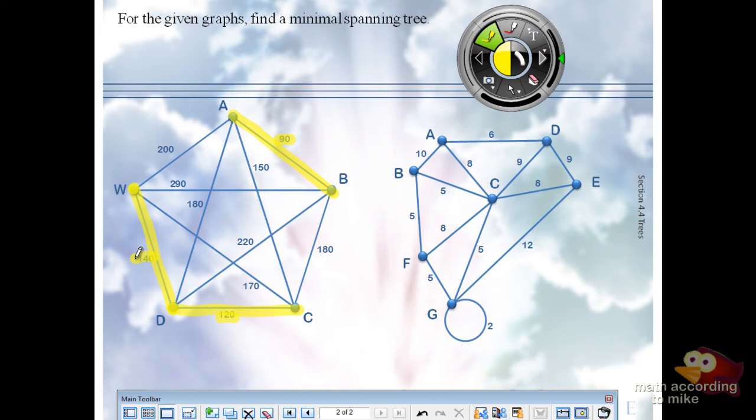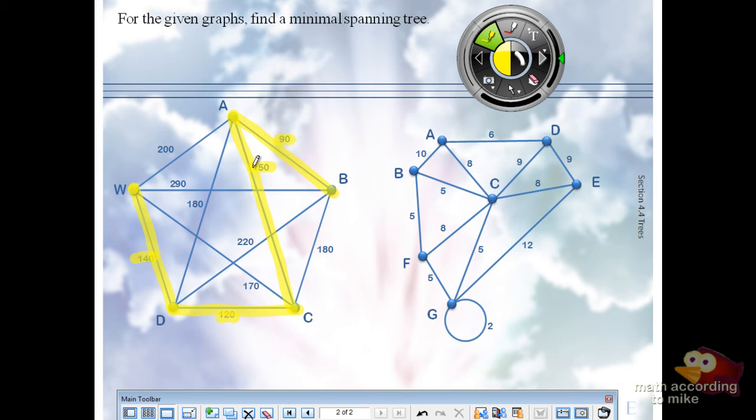Okay, comment one, back to the definition of a tree, because a minimal spanning tree is a spanning tree is a tree. One of the properties of a tree, if you have n vertices, you need n minus 1 edges. Well, we have 5 vertices, so we need 4 edges, so we're done. Two, if we add one more edge, no matter where we add it, it will create a circuit. So we couldn't add one more edge if we wanted to. For instance, if we added AW, that would create the circuit ACDWA, the very big circuit.